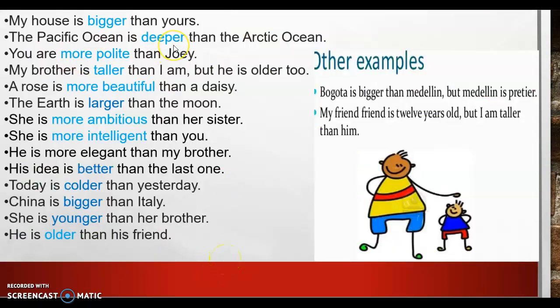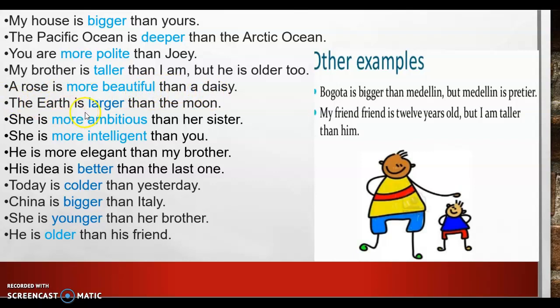My house is bigger than yours. I'm comparing my house with your house, and my house is bigger than your house. And the Pacific Ocean is deeper than the Arctic Ocean. Okay, you are more polite than Joey. See, polite, so more than two syllables. Okay, my brother is taller than I am, but he's older too. Rose is more beautiful. Beautiful has more than two syllables, so then a daisy.